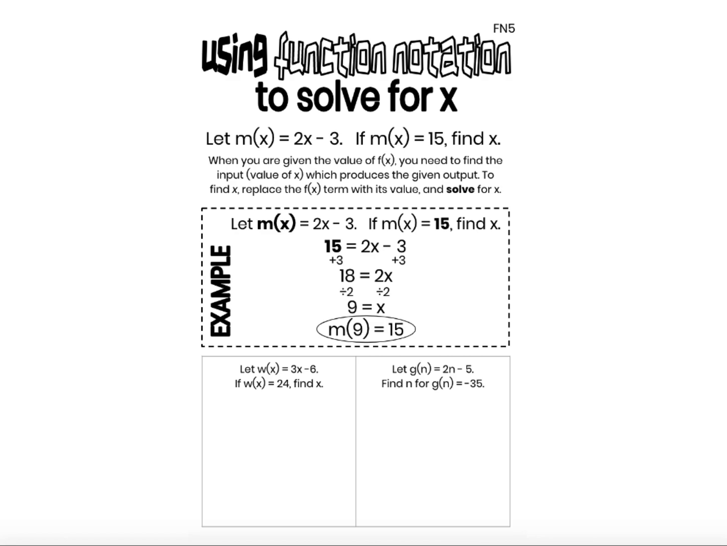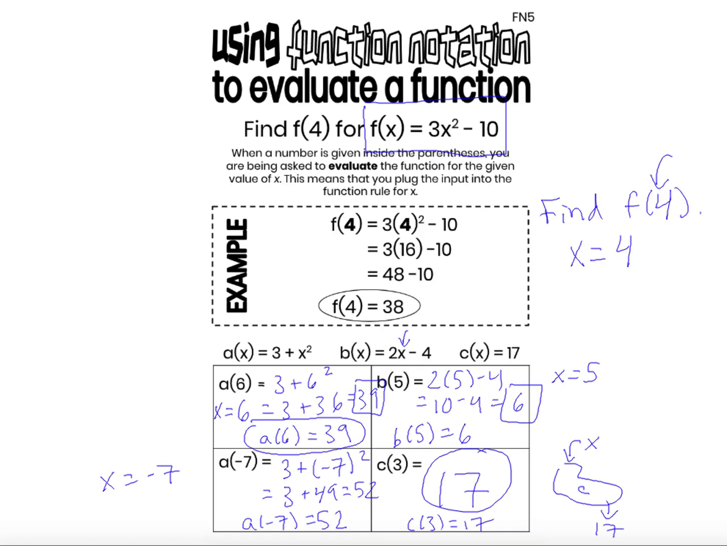When we are using function notation to solve for x, that means we are being given the value of the output of the function f of x, and we are asked to use the function rule to work backwards to solve for the input x. So in our last toolkit, we were given the value of the input x, and we plugged that into the function rule for x to find the output f of x. Now we're doing the opposite.